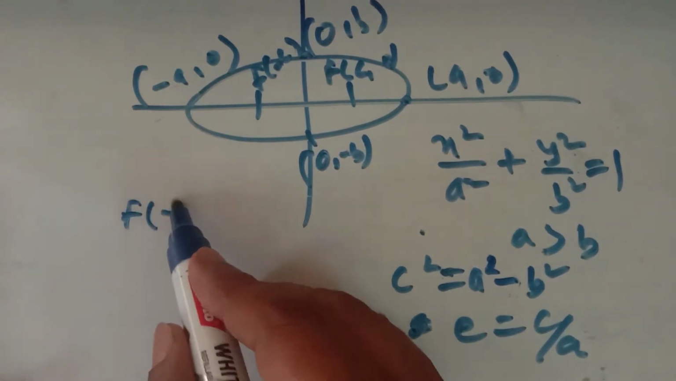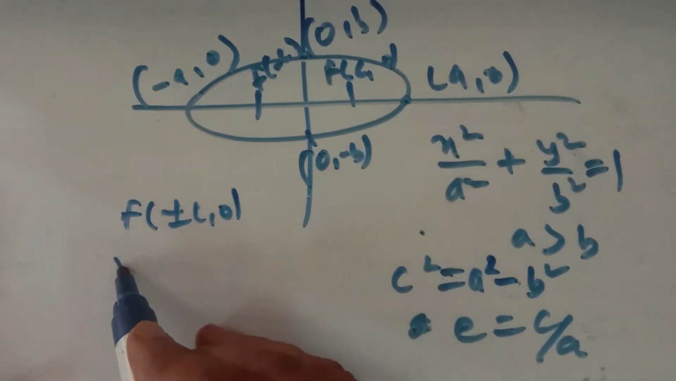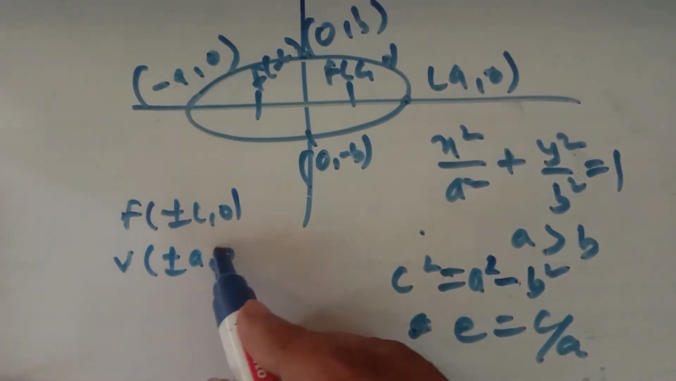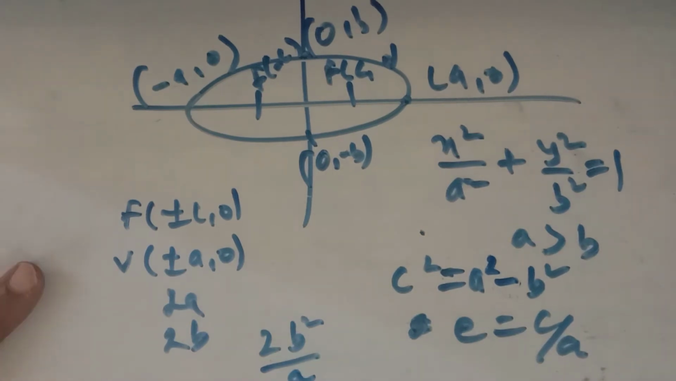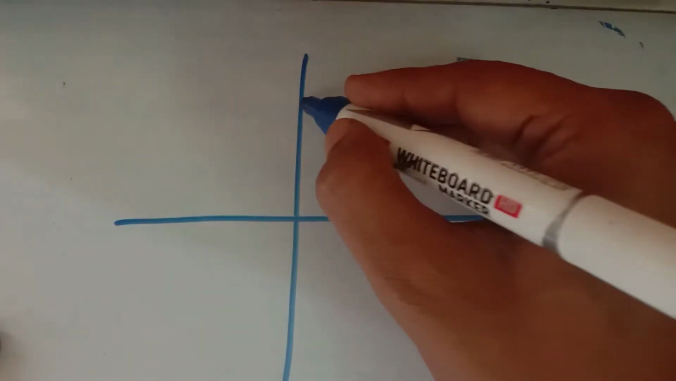Its foci are (plus minus c, 0), vertices are (plus minus a, 0), the length of the major axis is 2a, the length of the minor axis is 2b, and the length of the latus rectum is 2b square upon a. This we have done for the horizontal ellipse. Now for the vertical ellipse, we have this vertical ellipse.